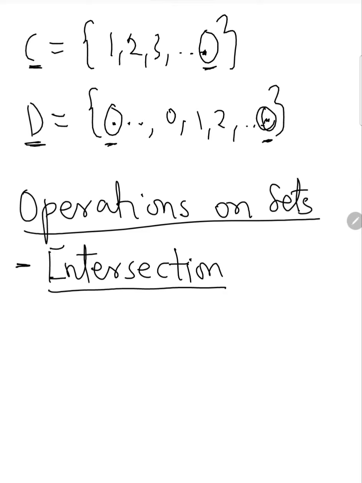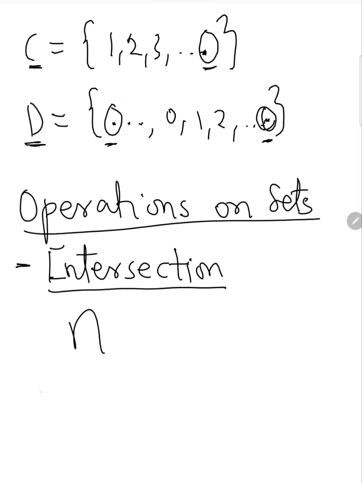Intersection. So when we talk about intersection, the intersection of two sets, let's say set A and B, is defined as the set of all elements that belong to both set A and set B. Now, intersection is denoted by this symbol, like the N.